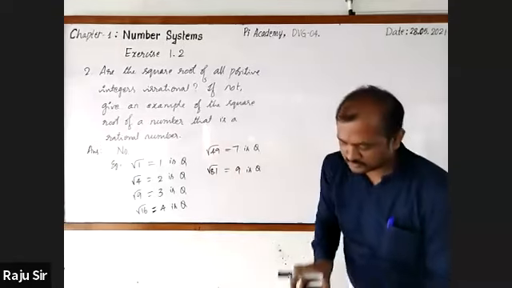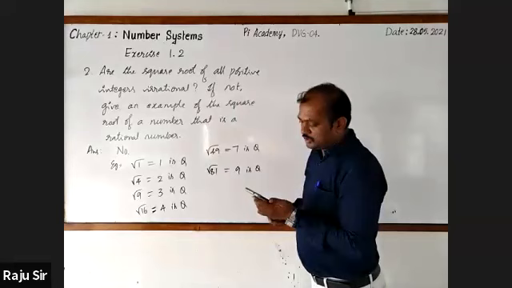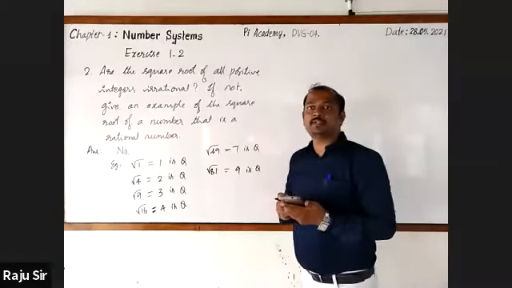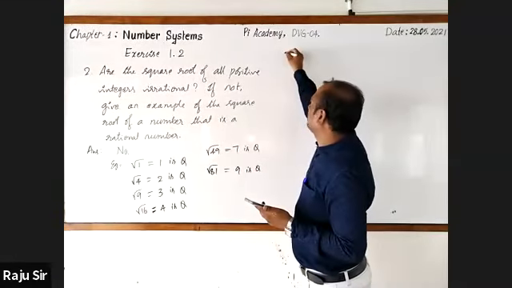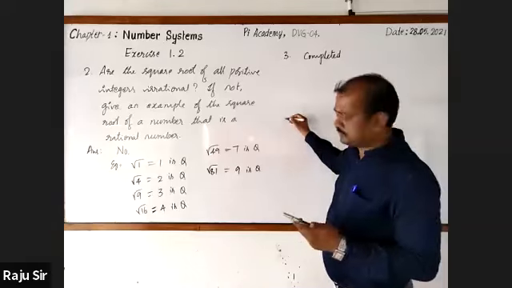Third question is, show how root 5 can be represented on the number line. Should we go for this? No, sir. Why? It's already solved. It is completed.